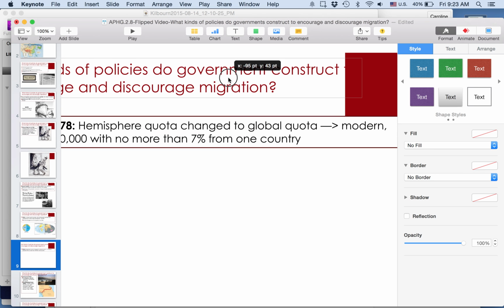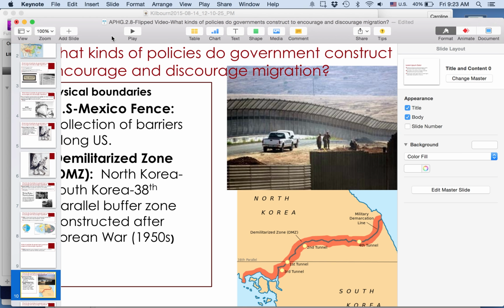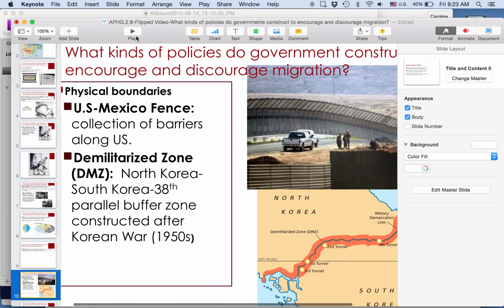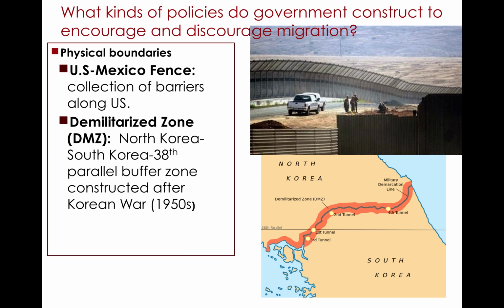Let's take a look now at some of the other ways in which places create these immigration policies. One of those ways that encourages or discourages migration, which is not a federal legal policy, is the construction of physical boundaries. In the United States, we have the U.S.-Mexico fence, and that's a collection of barriers. It's not necessarily one continuous fence, but many different groups of people are currently advocating for the completion of that wall, and for it to be further fortified.